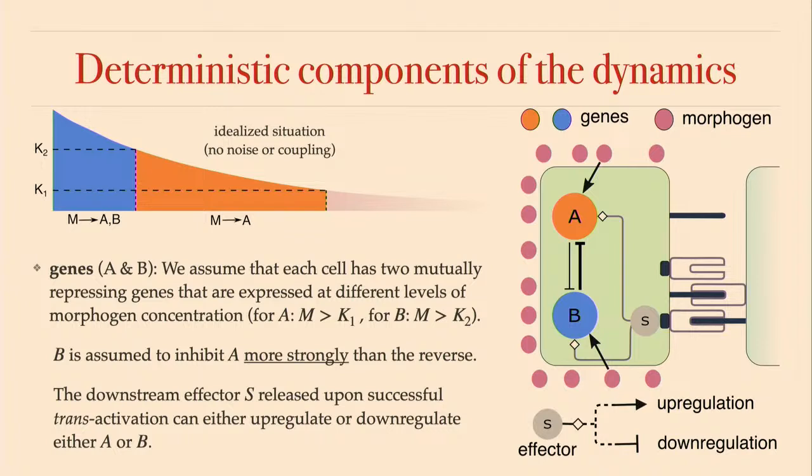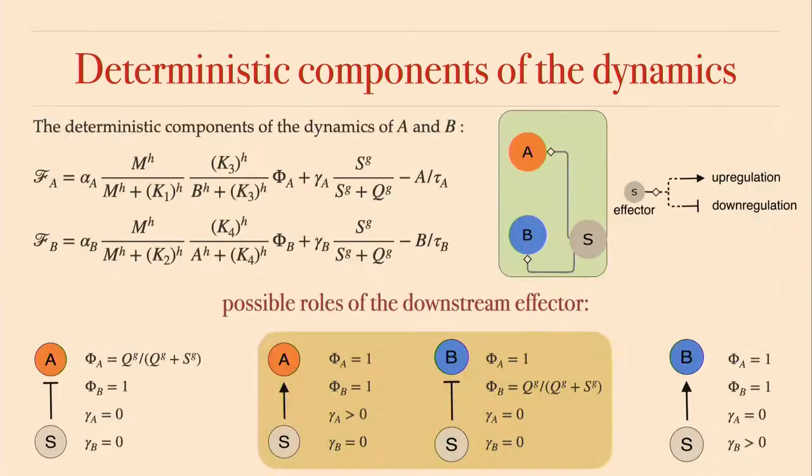Okay, good. And finally, this downstream effector can upregulate or downregulate A or B. For now, we're not going to say what it does. We're going to say it can do one or the other. Let's just see what it does.